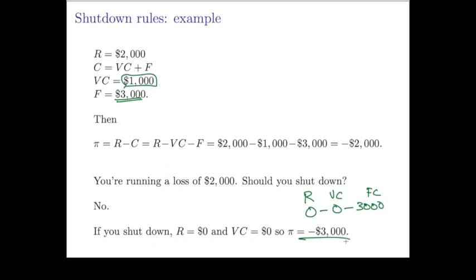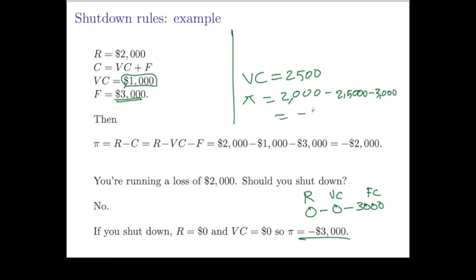So you should only shut down if shutting down would result in a lower loss. So for example, if instead your variable cost was 2,500, then in the short run, your profit, if you produced, would be 2,000 minus 2,500 minus 3,000, which would be minus 3,500. Whereas if you shut down, remember, you only make a loss of 3,000. So this is worse than 3,000. So in this case, shut down.